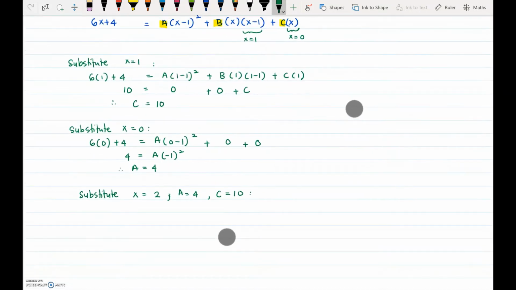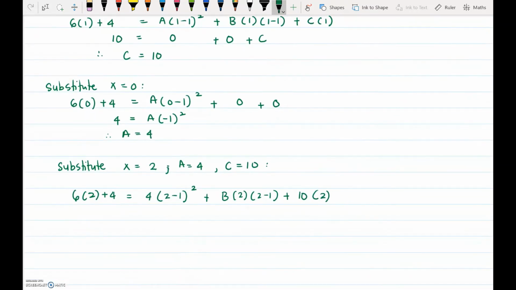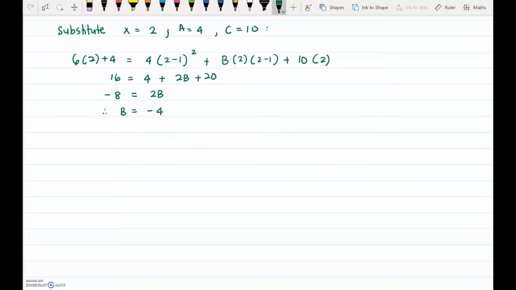Substitute x equals to 2, a equals to 4, and c equals to 10. So you will get 6 times 2 plus 4 equals to, so your a is 4 times (2 minus 1) squared plus b, you have to find b, times (2 minus 1) plus, and your c is 10 times 2. Okay, then you will simplify, and you will get b is negative 4. Okay, class?